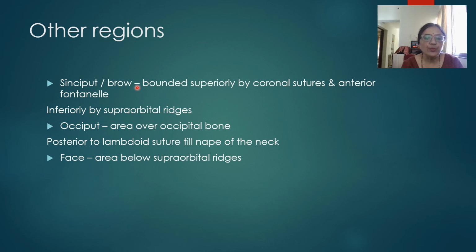Other regions are sinciput or the brow, which is the area bounded superiorly by coronal suture and anterior fontanelle and inferiorly by supraorbital ridges. Occiput is the area present over the occipital bone, posterior to lambdoid suture till the nape of the neck. Face is the area below supraorbital ridges.